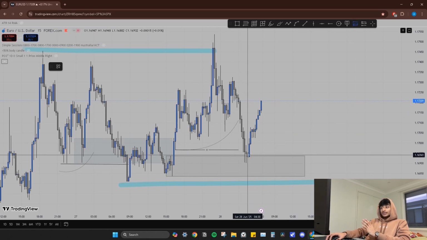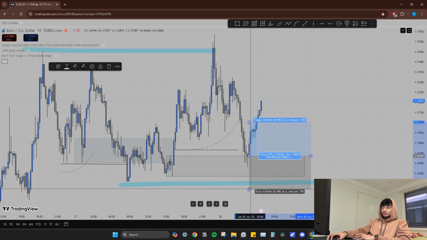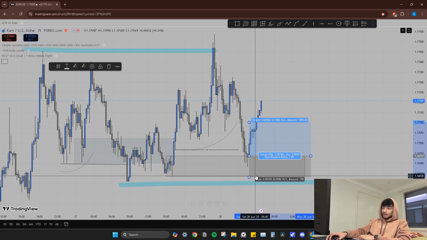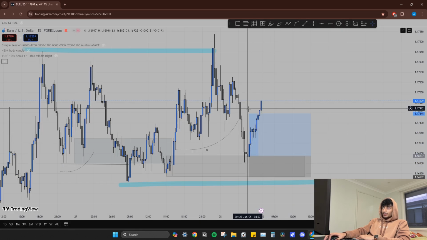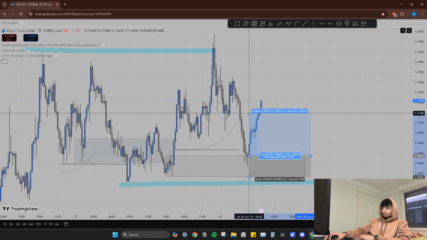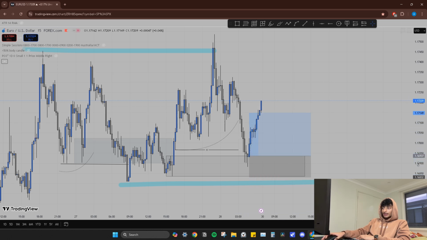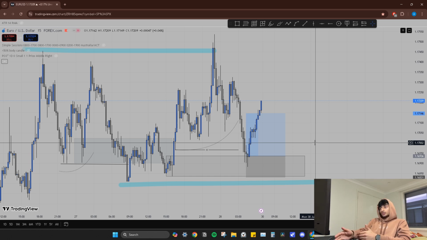So how I would have entered was just a simple 1-to-2 risk to reward ratio, with my stops under the demand zone targeting a 1-to-2, which is about right over here, somewhere like that. Maybe a bit more. Bang, just like that. I still trade basic risk to reward ratio trades, like 1-to-2 risk to reward ratio trades or 1-to-3 risk to reward ratio trades.